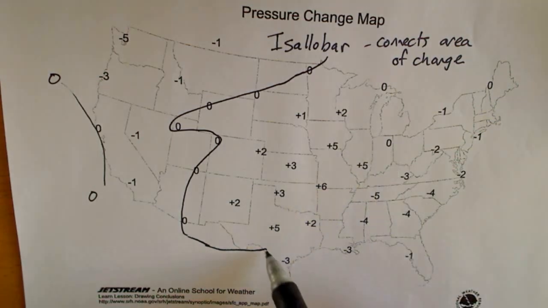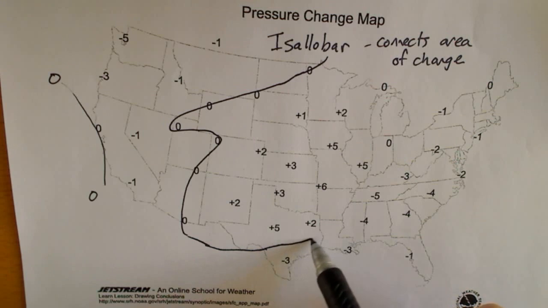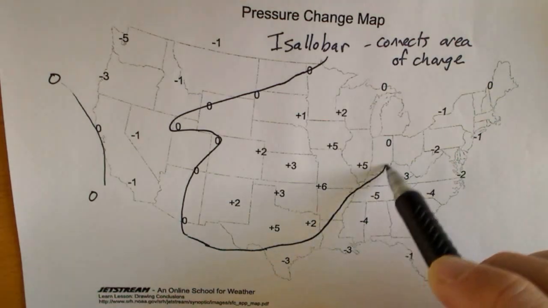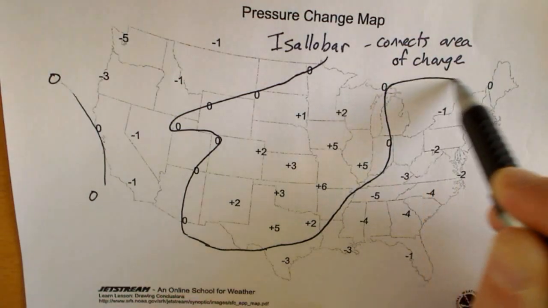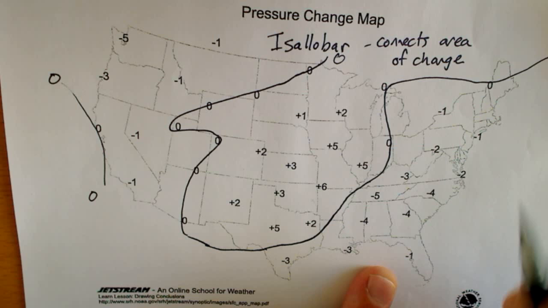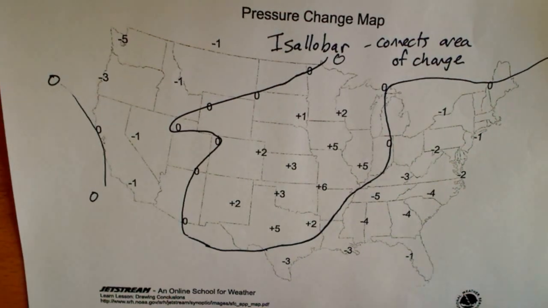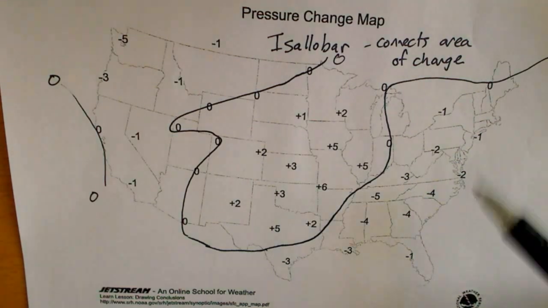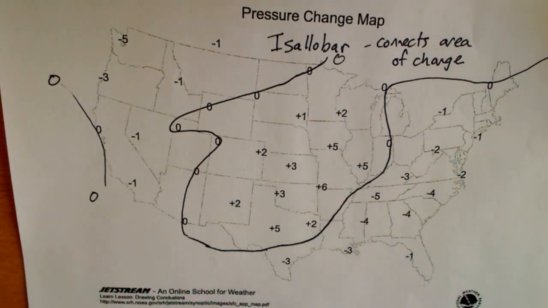So let's go. Positive, negative. Positive, negative. Oh, I'll go up to Indiana and across and over to Maine. That's kind of a weird bumpy thing. So let's call all those zeros. Okay. So I've got all the positives all grouped together in the Midwest. And these are all negatives down here in the Southeast.